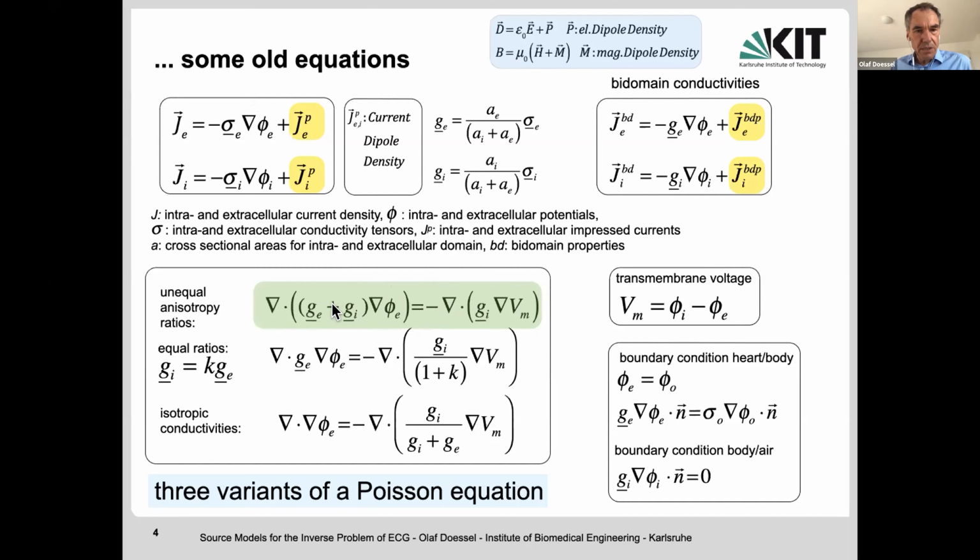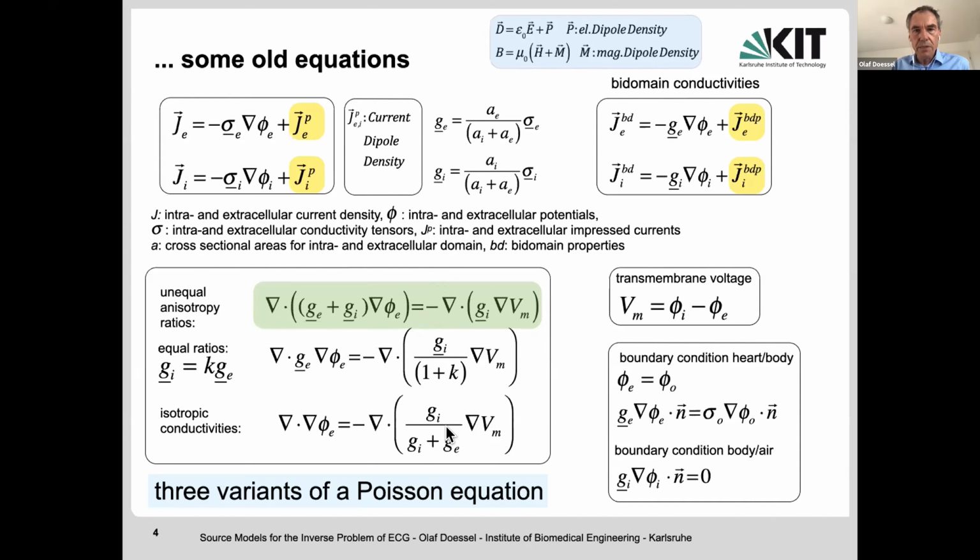Then this is a kind of Poisson equation, but not really. And there are two steps with which you can move this to a real classical Poisson equation. Here I introduce equal anisotropy ratios, then this formula is true. And here I even introduce isotropic conductivities, then this which is originally a tensor boils down to a scalar. You can divide by it and you end up here.